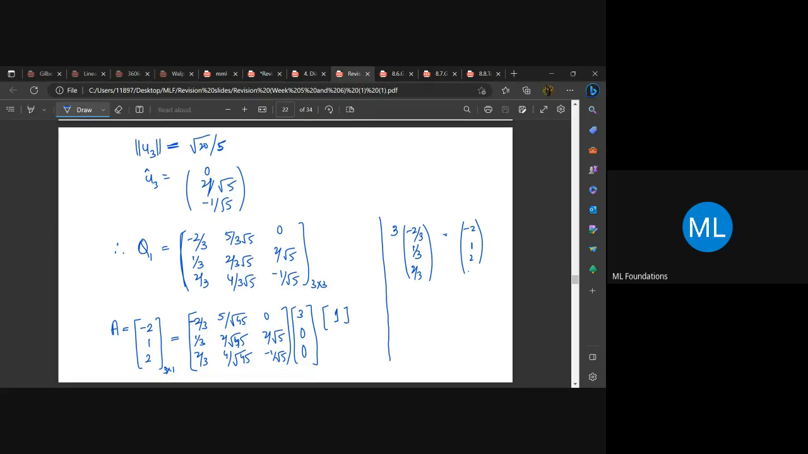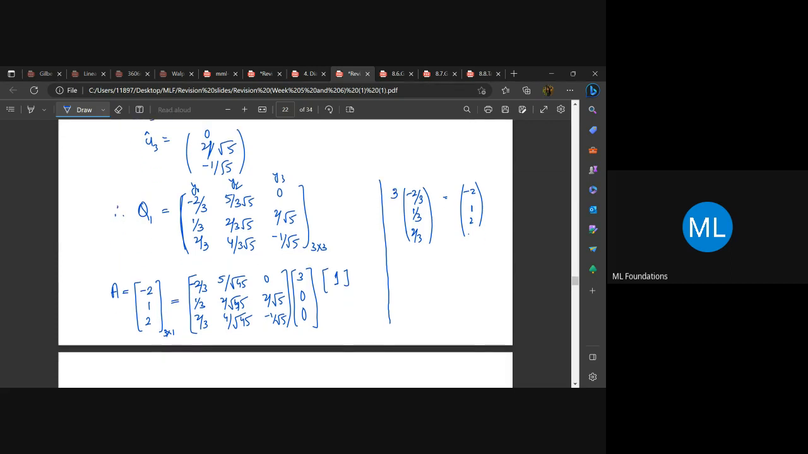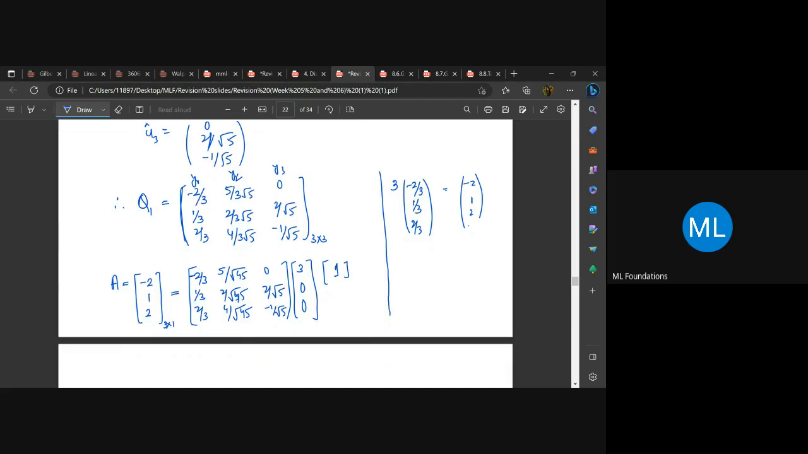So what did we get at the end? We found our y1. This is y1, this is our y2, and this is our y3. Now if we want to write A in terms of Q1 sigma Q2 transpose, I can write this as: this is our Q1, this is your diagonal matrix, this is sigma, and this is Q2 transpose.